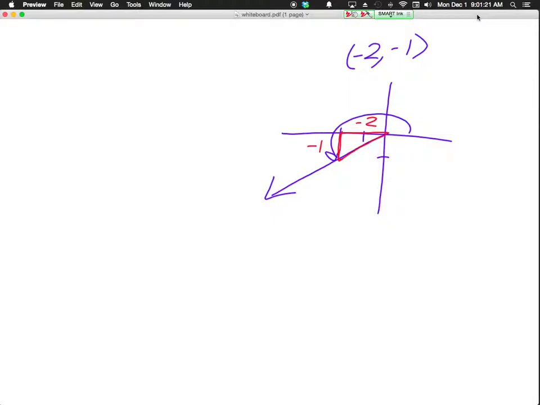What do I want to find next? R. And R is my hypotenuse, so R squared is going to equal 4 plus 1, which means R is going to equal the square root of 5. Once I have R, I have everything I need.